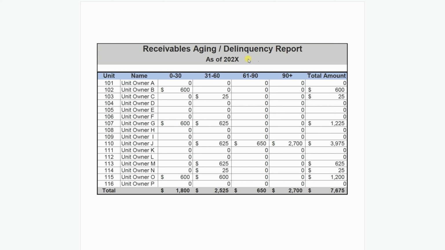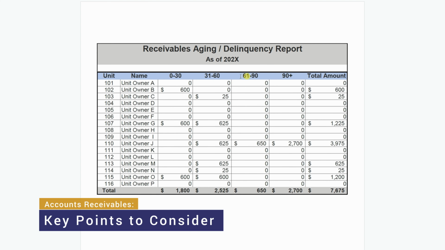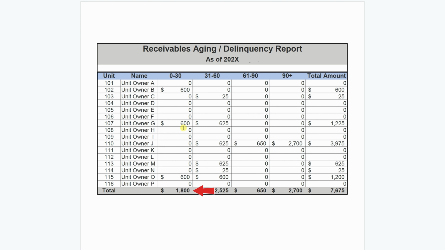The board of directors and management use this report to determine which unit owner's account needs to be put into collections. As you can see, the format of the report is made up of columns that identify the unit, the name of the owner, the number of days in arrears, and the total amount due and owing. For units in the first column, it is common practice to send a notice of past due payment to unit owners within 10 days of the due date.